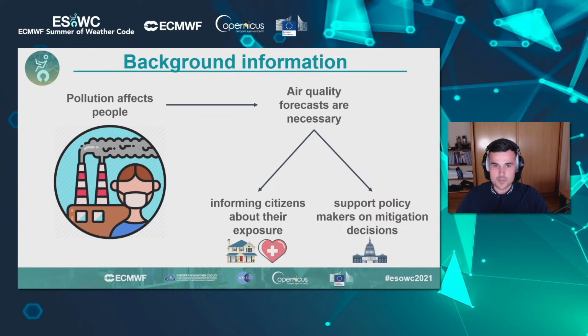Next slide. For those who attended the midterm webinar in July, you will be familiar with the next couple of slides. However, it is important to mention that air pollution affects the worldwide population, with an estimate of 7 million premature deaths, according to the World Health Organization. These air quality forecasts are necessary. Not only are they crucial for informing citizens about their exposure levels, but they are also vital for supporting policymakers on their daily tasks.